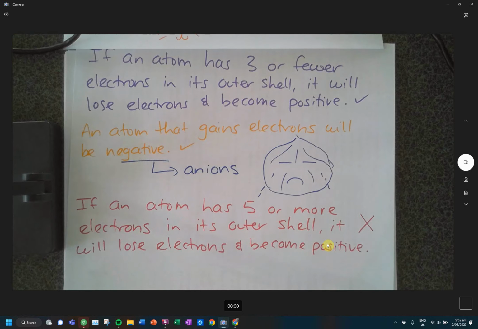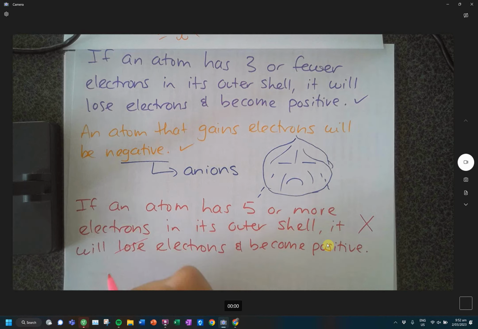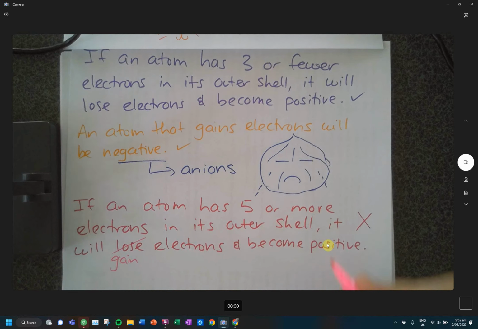So if we were to fix that statement, we would say that it will actually gain electrons and it will become negative. That's how we fix that statement.